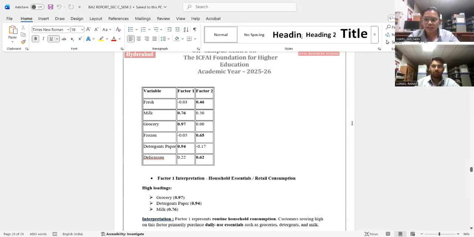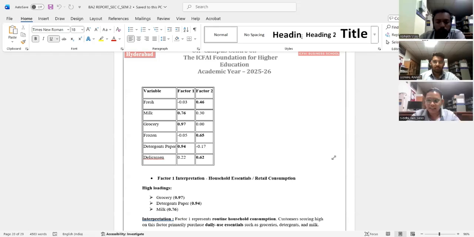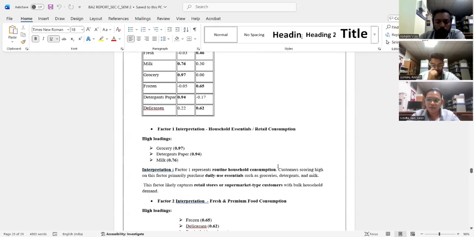Factor 2 showed fresh and premium food consumption, with high loadings. This factor represents quality-focused and premium food consumption, typical of hotels, restaurants, and catering services. So the key outcome of the factor analysis was that we successfully reduced six variables into two meaningful dimensions, clearly separated customer buying behavior, and created a strong foundation for clustering.